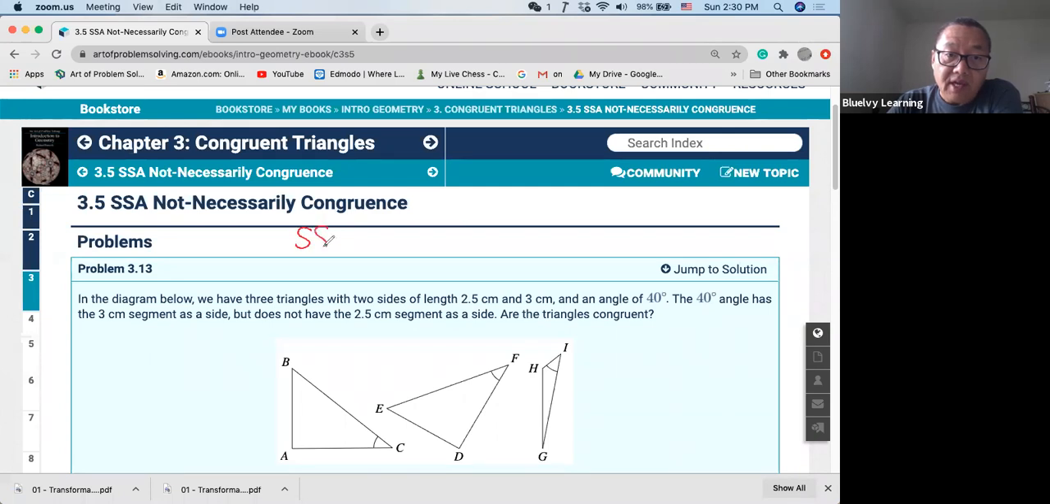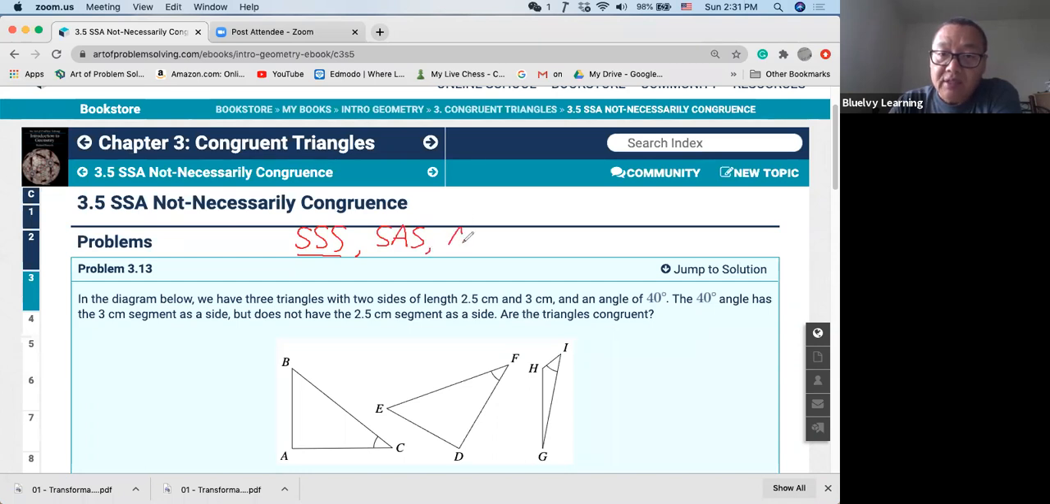First one is SSS. That means if two triangles have 3 pairs of corresponding sides that are congruent, then these two triangles are congruent, right? Then next one we learned is SAS. That means if we have 2 triangles, they have 2 pairs of sides that are congruent, and the angle formed by these 2 sides is also congruent, then these 2 triangles are congruent.